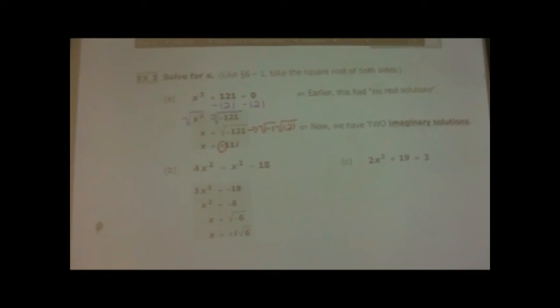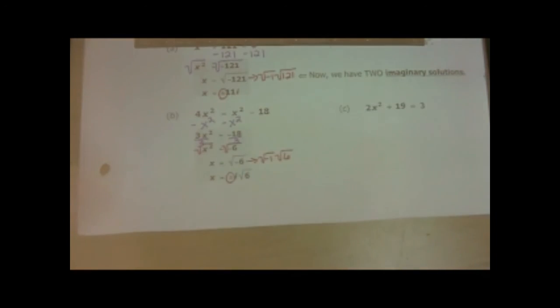So let's take a look at B. The first thing I want to do is get all my x squareds together. So I'm going to subtract x squared on both sides. That gives me 3x squared equals negative 18. Let's get rid of that 3. So divide both sides by 3. So I have x squared all by itself. That's going to give me x squared equals negative 6.